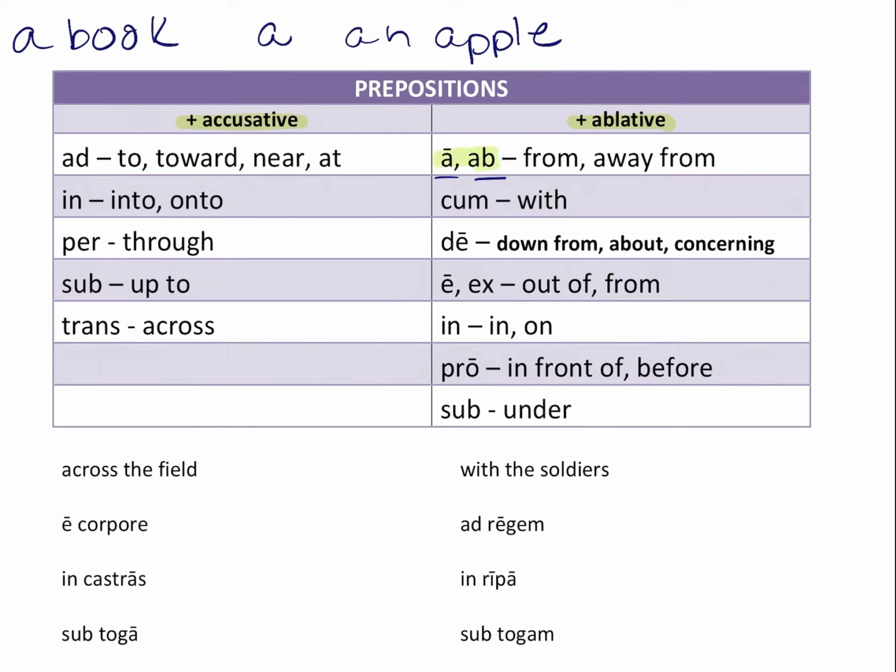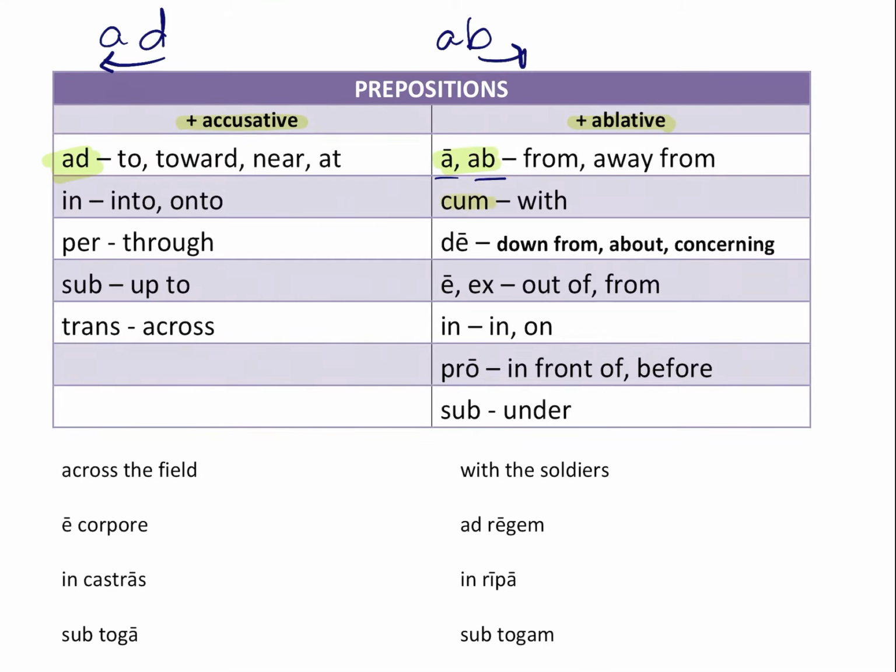Anyway, another thing I want to point out, see ab and ad. How do you remember which one means to, toward, and which means away from? There's actually a visual clue. Look at the D in ad. It is facing toward the A, and it means to, toward, near, at. Ob, you see that the B is facing away from the A, and that's a little trick that will help you remember.